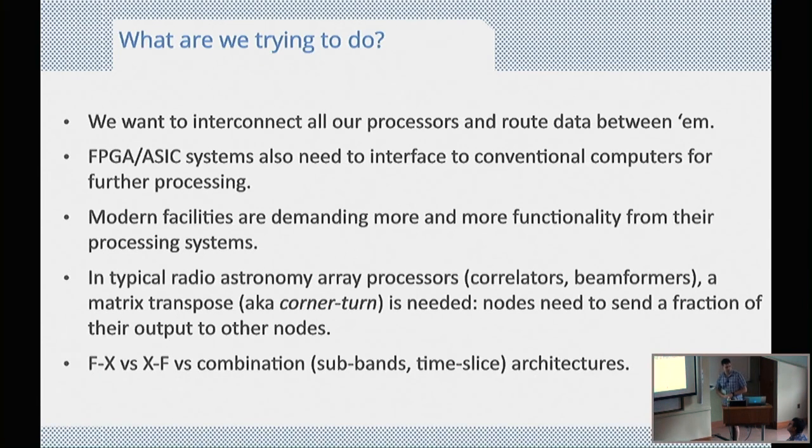So firstly, what are we trying to do? You've heard over the past few days a lot about these various processing systems. And this talk is focusing on how you interconnect these things, how you build slightly larger ones, and how you route data between these devices. You can build your correlators and beamformers in many different ways. And if you use FPGAs and ASICs, there's a lot of flexibility in the way these things communicate.